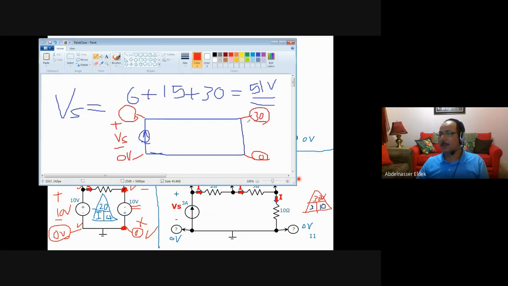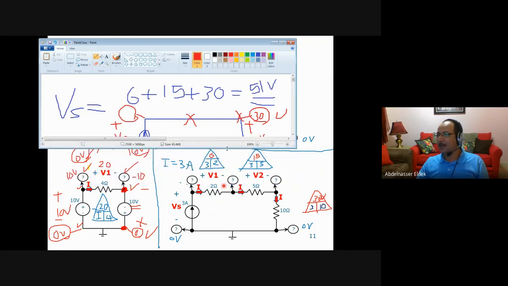Why is it 30? Because I know that the voltage between these 2 points is 30 volt. If the voltage across this 10 ohm is 30 volt, then if this one is 0, this one will be 30. Makes sense. Okay? Now, next, I know that the voltage between these 2 points, this one and this one, is 15 volt. So it is 15 volt here.